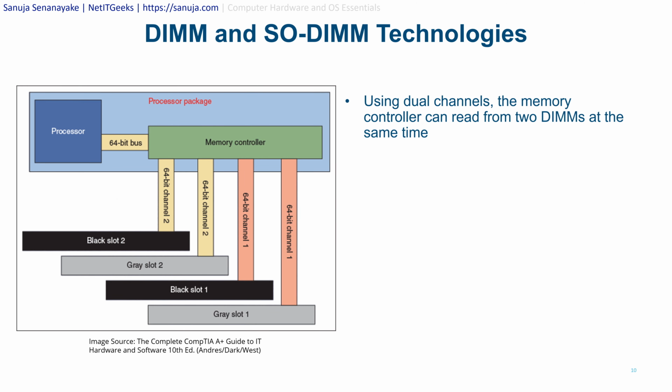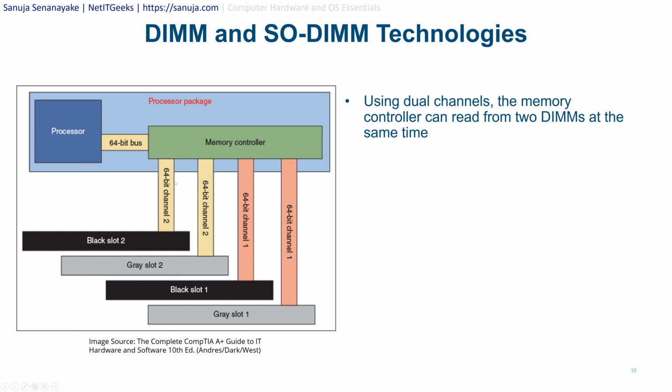So using dual channels, the memory controller can read from 2 DIMMs at the same time, as I mentioned before. So how it's going to work is we have the processor and the processor architecture within the processor package. When you take the processor die or the chip, whether it's an Intel or AMD, you will have the processor itself, then the bus, and then the memory controller, and that would be your processor.